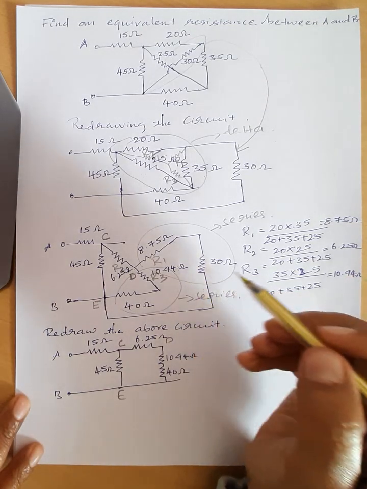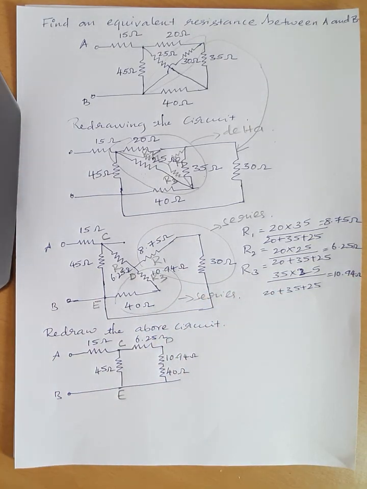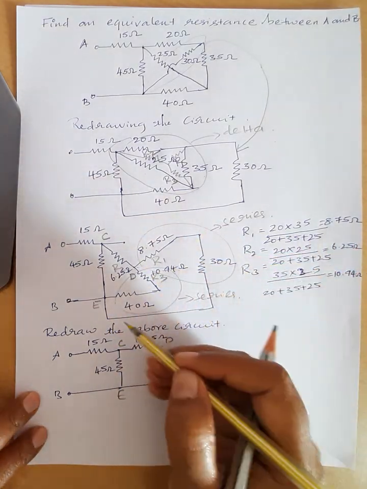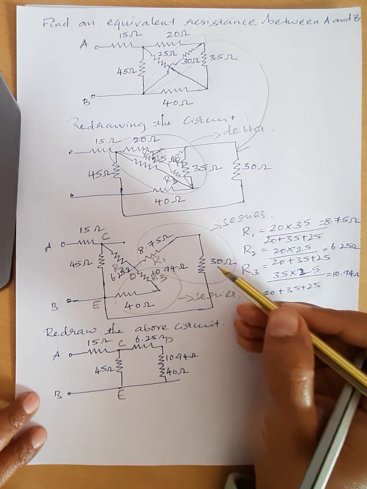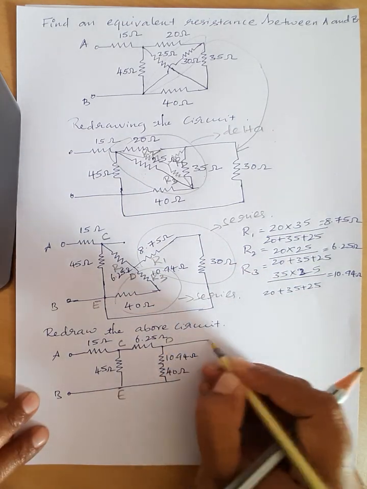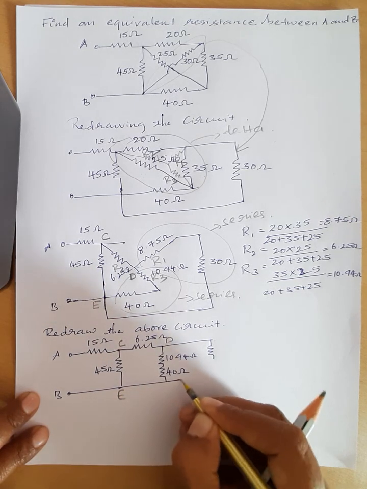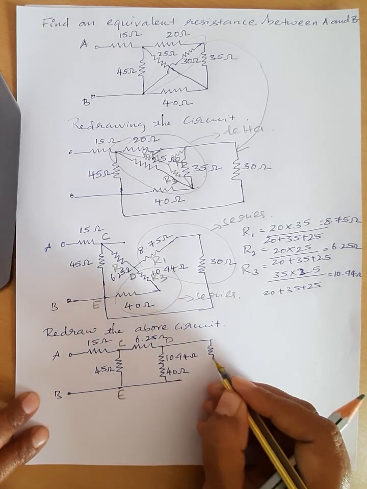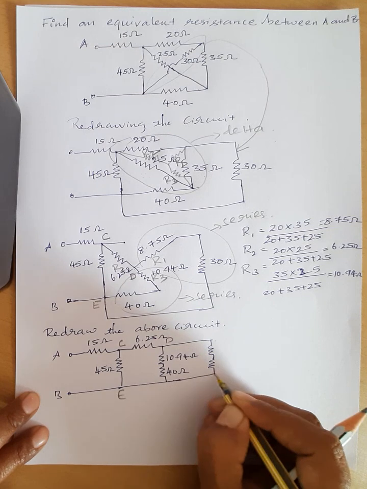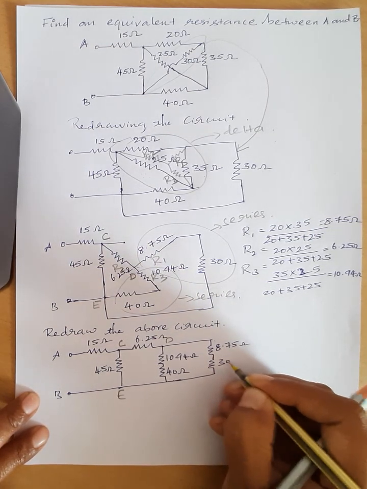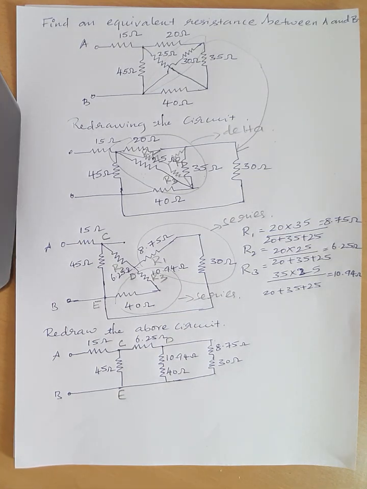And again from D to E you have 8.75 ohms and 30 ohms, which are in series. So this is D to E. I will be taking both series resistances, that is 8.75 ohms and 30 ohms. Now you can look at the circuit. It is even simpler.